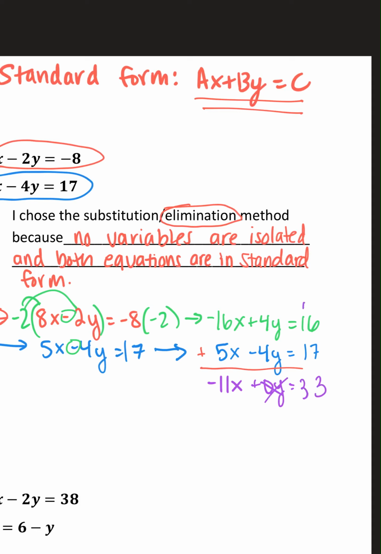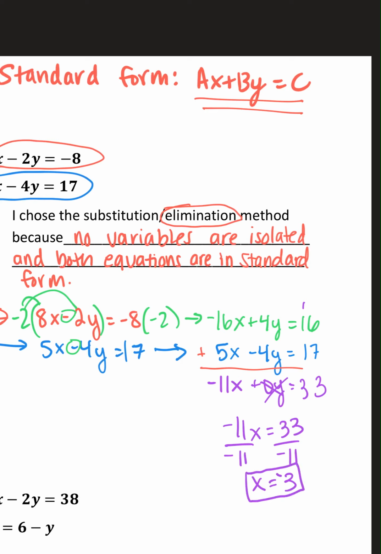That 0y is going to go away. We're left with negative 11x equals 33. Divide both sides by negative 11, and we should get x equals 3. Oh, I almost forgot the negative. Sorry, x equals negative 3.